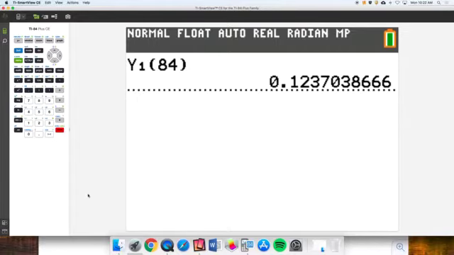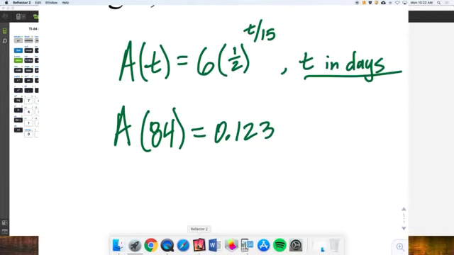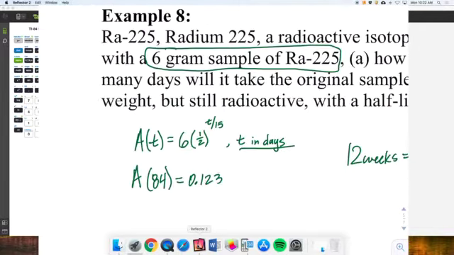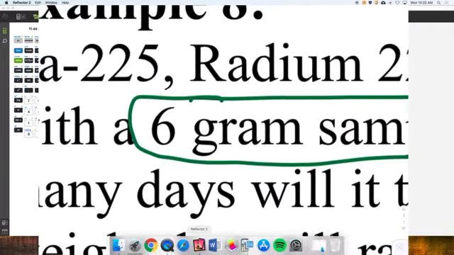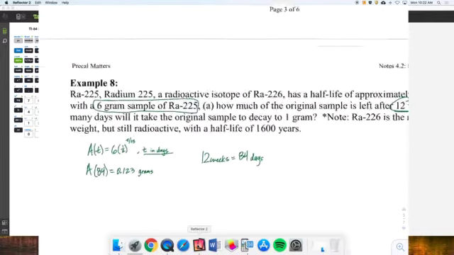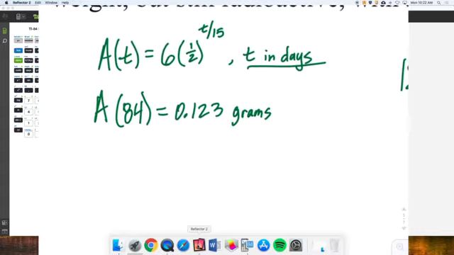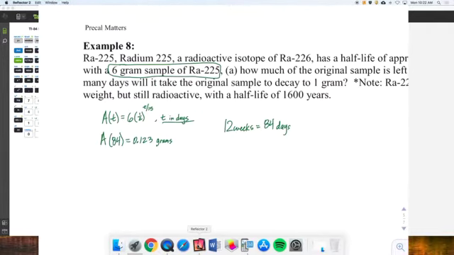Yeah. I'm going to put 123 for 2 reasons. I like to truncate, and if I put 124, that might mess people up who are trying to count. So what would the units be here? Grams, right? Grams. We started with a 6-gram sample. 84 days later, 12 weeks later, we're down to 0.123 grams. Okay, cool. Part B.